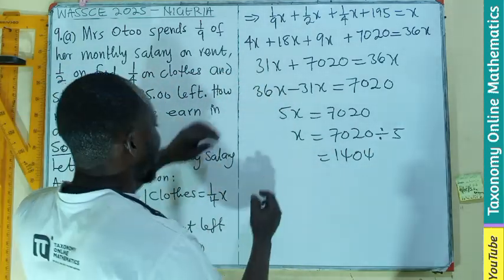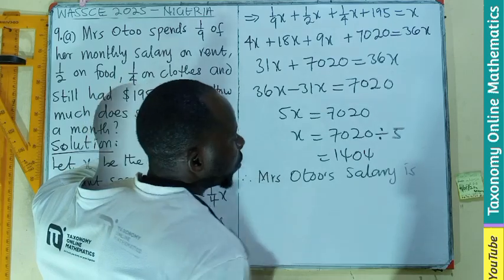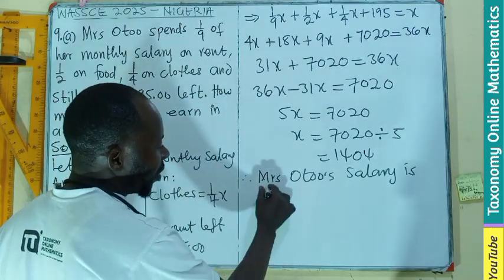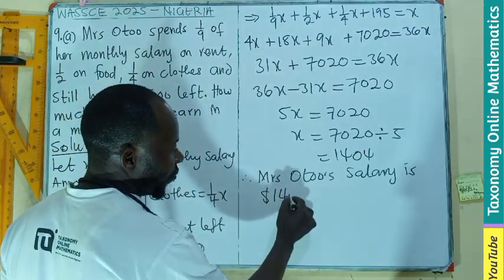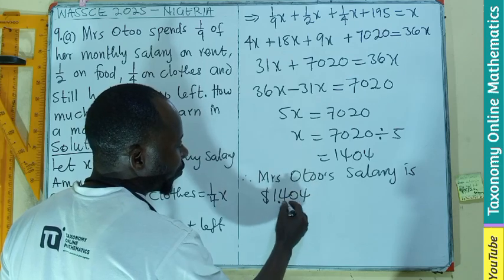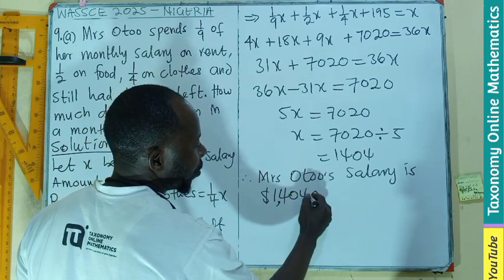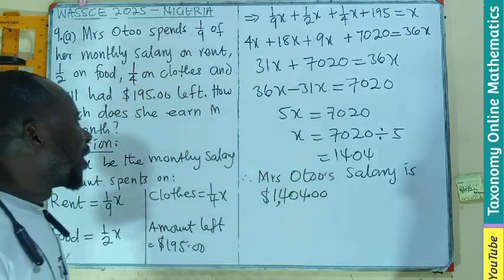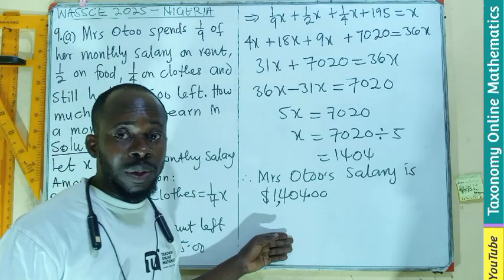What are we looking for? The salary. So we can say, therefore, Mrs. O2's salary is going to be $1,404.